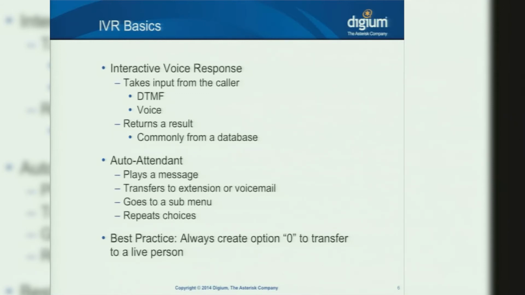And here's an extra little bonus bit. Best practice: always create an option 0 to transfer to a live person. I think this is typically what you would expect out of an IVR, but some places just don't do this, so maybe you want to consider this. Are there any other suggestions as far as what's a number to hit or a DTMF digit to hit to automatically speak with a person? It's pretty much 0. Okay.